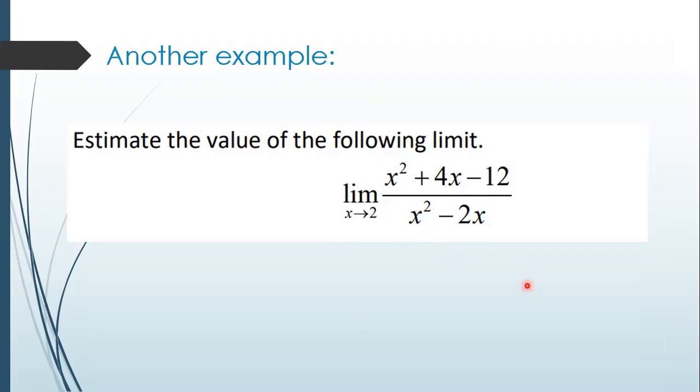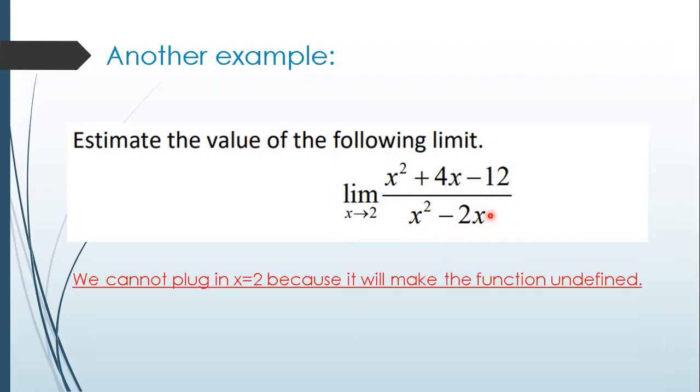Therefore, let's read first the given. The limit of x squared plus 4x minus 12 all over x squared minus 2x as x approaches 2. Look at our function. Yes, it is in a rational form. We cannot plug in x equal to 2 because it will make the function undefined. Yes, we still follow the rule of rational functions that the denominator should not be equal to 0, because it will make the function undefined.